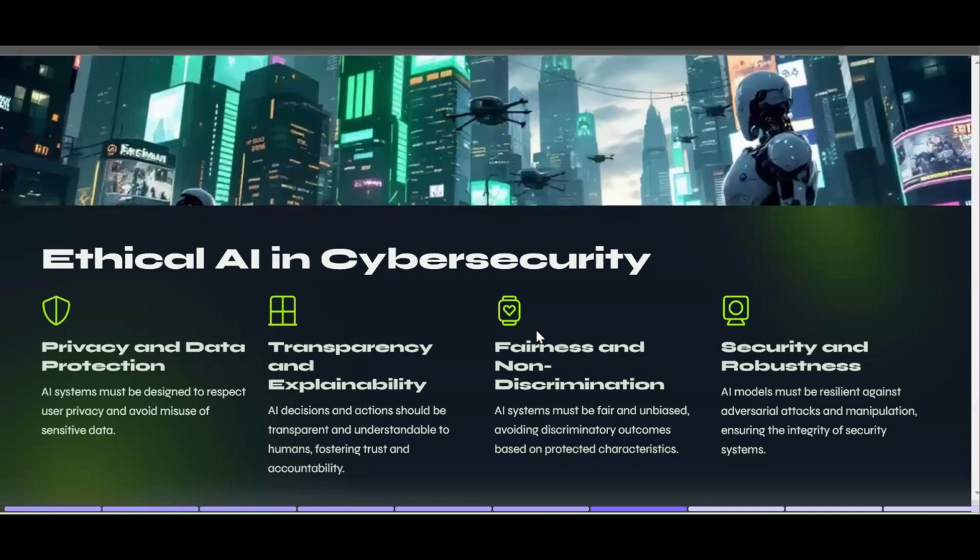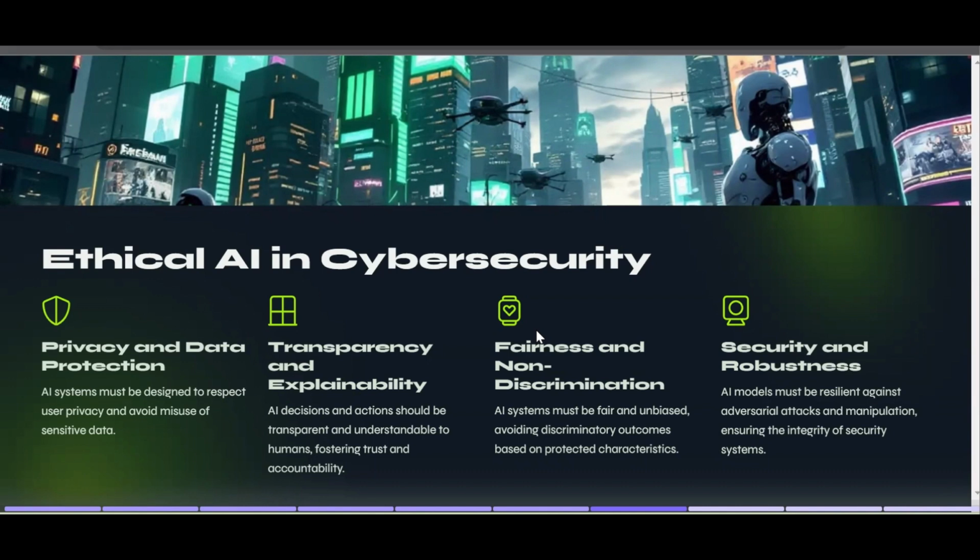So AI systems must be designed to respect user privacy and avoid misuse of sensitive data. If it gets hold of a lot of user data or sensitive or private data, it should respect the privacy. AI doesn't have any emotion? No, it doesn't. Whatever you train it on, it would work accordingly. So you are in command, right? And if you do not design it accordingly, then it would not respect user privacy and it can misuse the sensitive data.